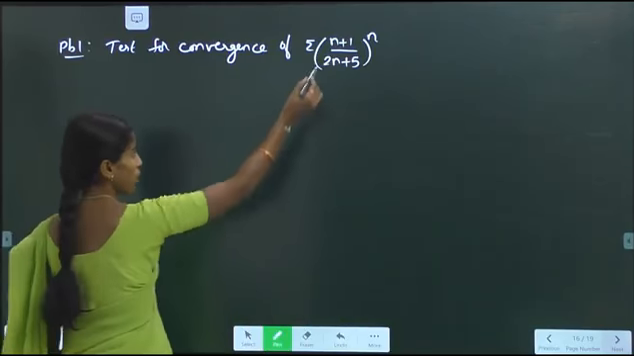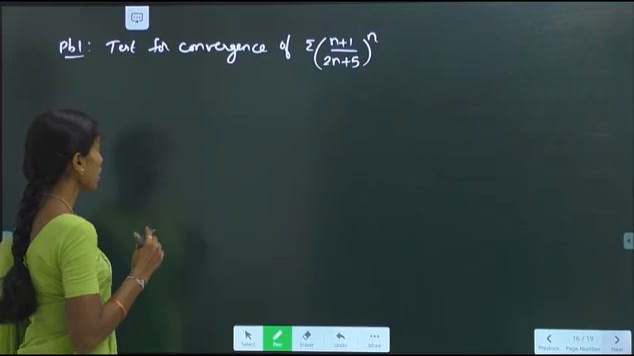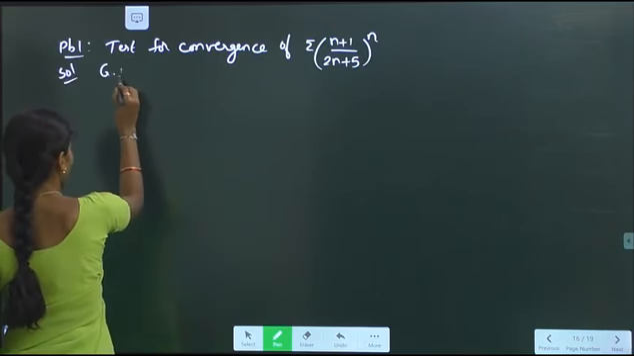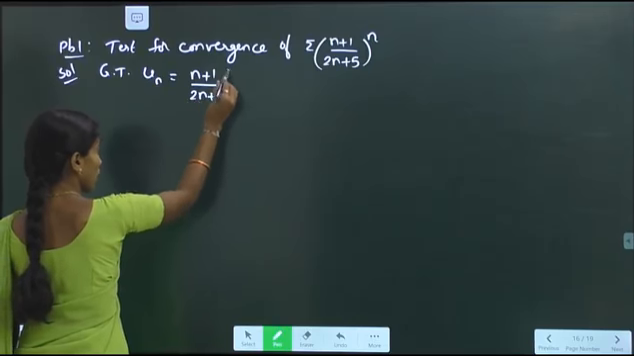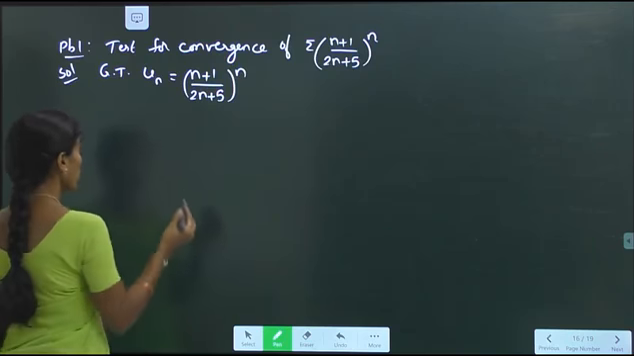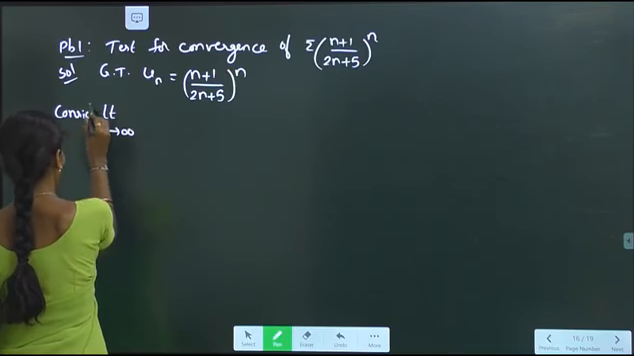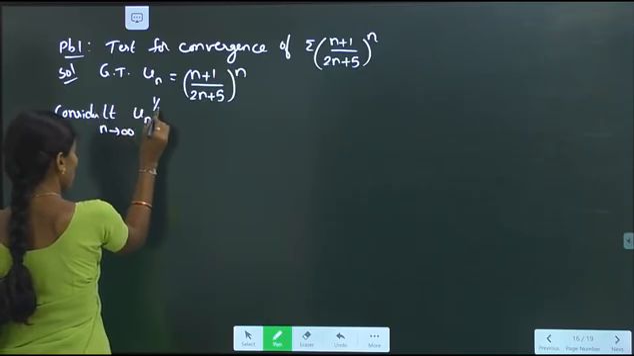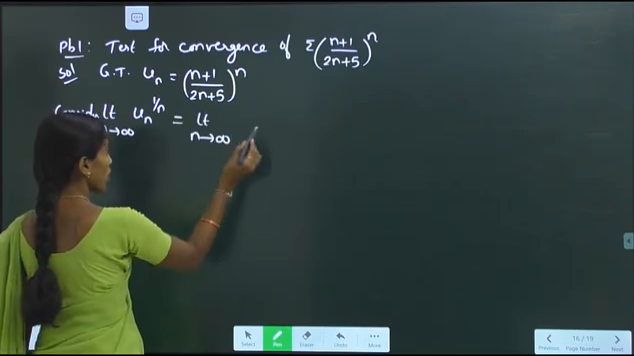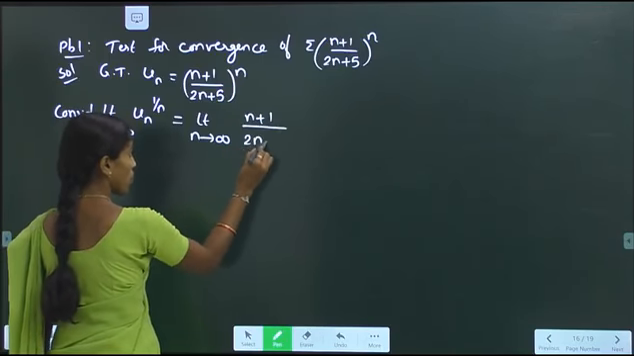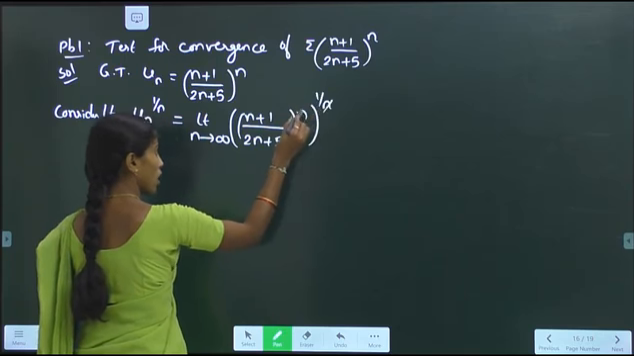Test for convergence of sigma n plus 1 by 2n plus 5 whole to the power n. Term whole to the power n is there, so we apply the Cauchy's nth root test. What is un here? Un is n plus 1 by 2n plus 5 whole to the power n. Now find out limit n tends to infinity un to the power 1 by n, that is n plus 1 by 2n plus 5 whole to the power n whole to the power 1 by n. The n gets cancelled.